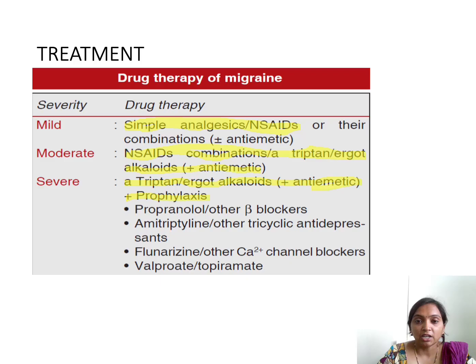Whereas in severe migraine, a triptan or ergot alkaloid plus antiemetic and prophylaxis is preferred. Prophylaxis of migraine may be with a few drugs, that is propranolol or other beta blockers, amitriptyline, TCAs, flunarizine or other calcium channel blockers, and anti-epileptics like valproate and topiramate.